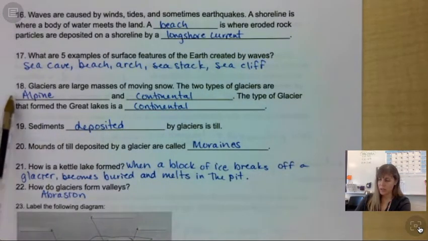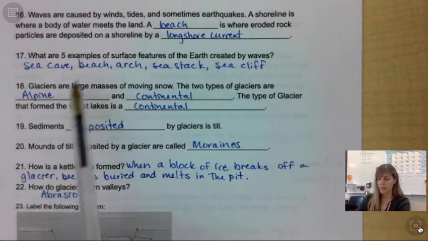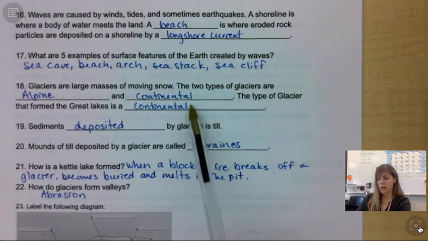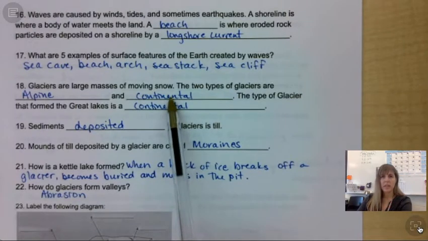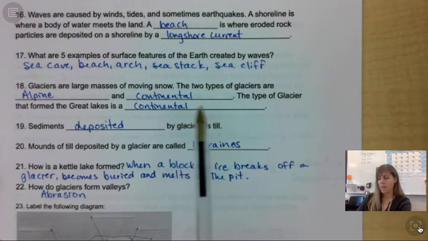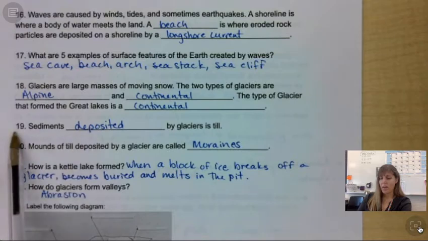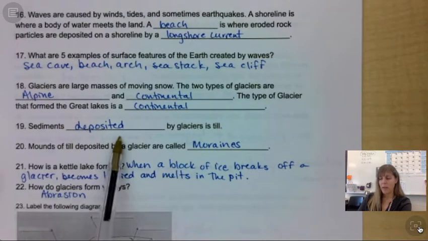Number 18, glaciers are large masses of moving snow. The 2 types of glaciers are alpine and continental. You could have continental and then alpine, it would have been fine. The type of glacier that formed the Great Lakes is a continental glacier, a giant glacier during the Ice Age. And number 19, sediments deposited by glaciers is till.